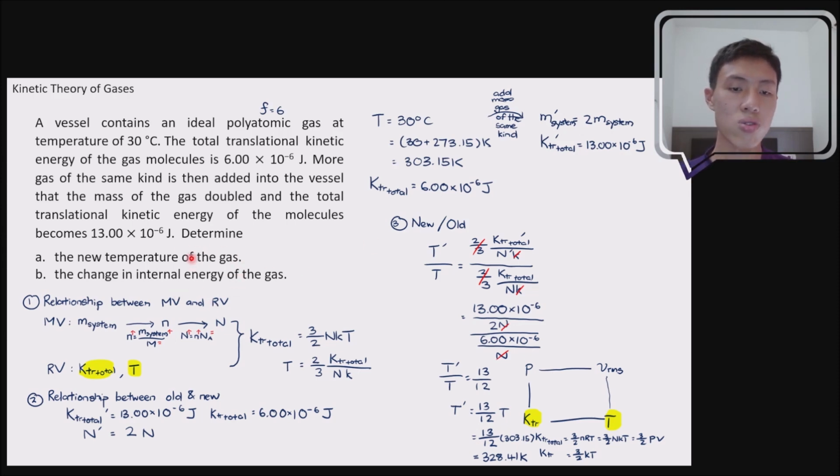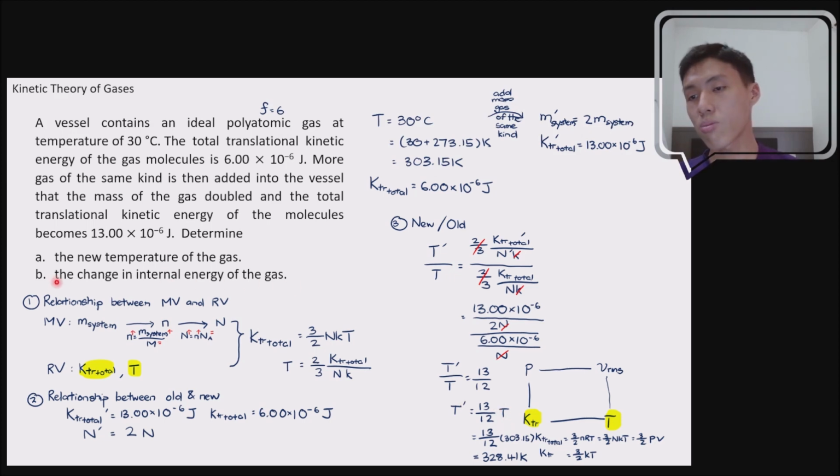Okay, so again, it goes through the same three processes: the relationship between the manipulated variable and the responding variable. Then you find the relationship between the old and new quantities, such as KTR total and N. Then after that, you take the new equation, divide by the old equation, cross out anything that is the same, and sub in any values that you know are different. Then from there, you do further cross out to find the relationship between old and new. Then from there, you find the new temperature.